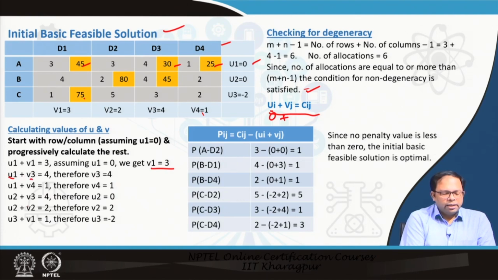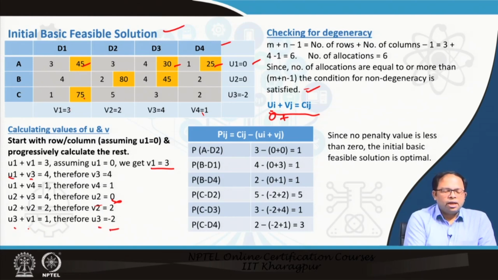In the same way, u2 plus v3 equal to 4, and we already know v3 equal to 4, so u2 is also going to be 0. And u2 plus v2 equal to 2, therefore v2 equal to 2. We can just calculate that using the same way, and u3 plus v1 equal to 1, therefore u3 would be equal to minus 2.